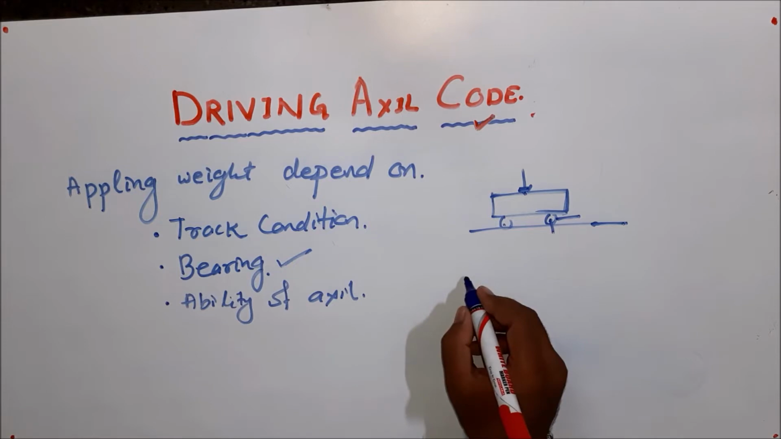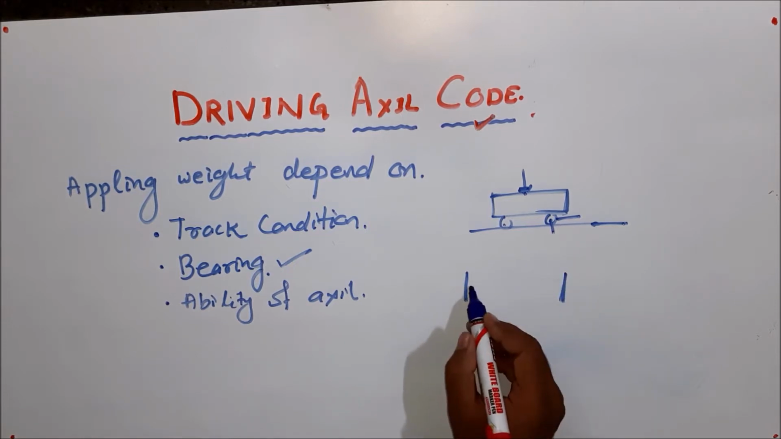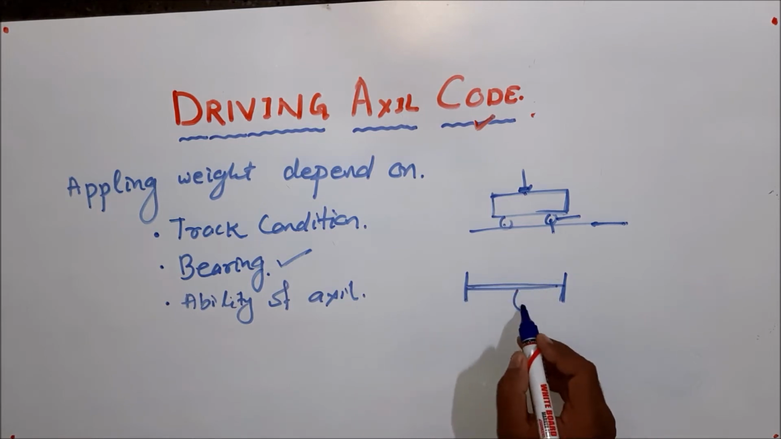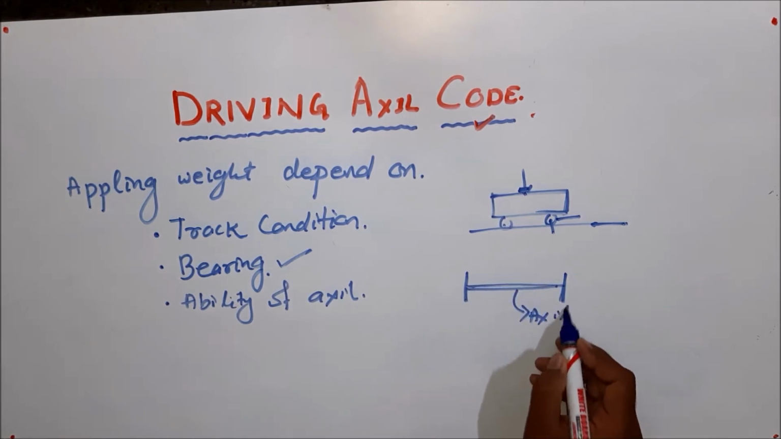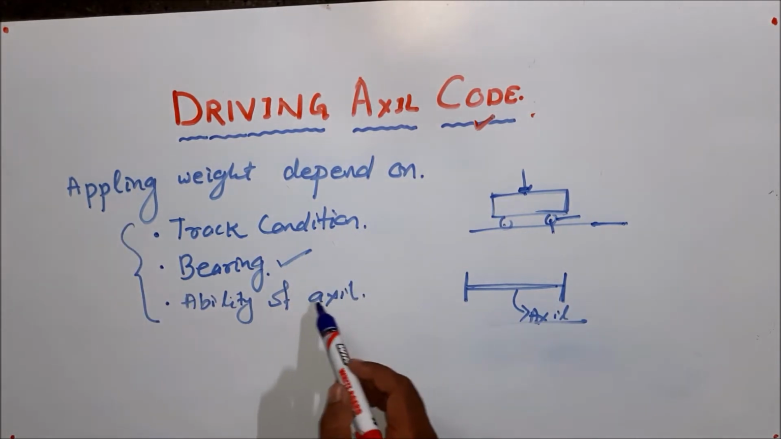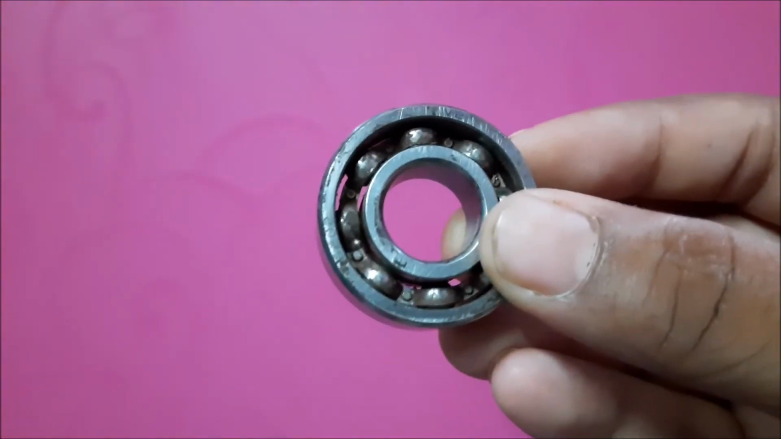What is an axle? Consider this is my wheel, this is another wheel, and these two wheels are connected using an axle. So this is my axle. These are three important things on which the application of weight depends. So this is nothing but a bearing.